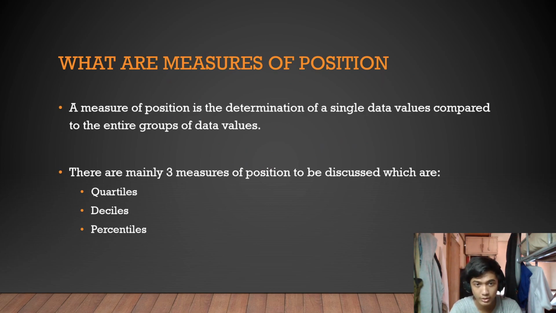A measure of position is the determination of a single data value compared to the entire group of data values. This would mean the position of one data in a group of data. For example, what is the position of the number 5 in between 1 to 50? There are mainly three measures of position to be discussed, which are quartiles, deciles, and percentiles.